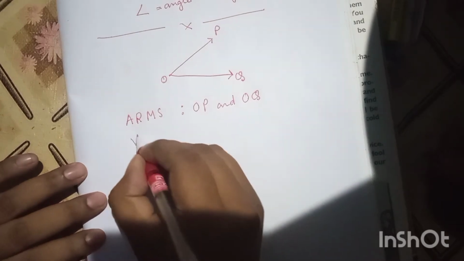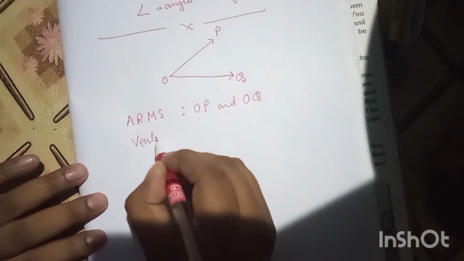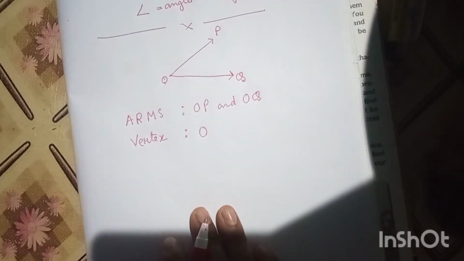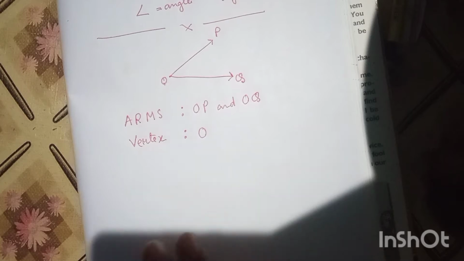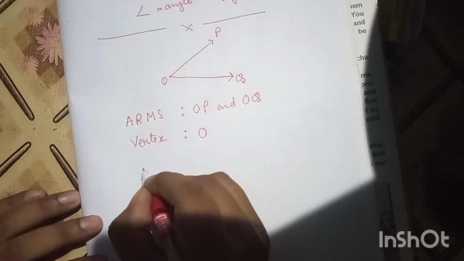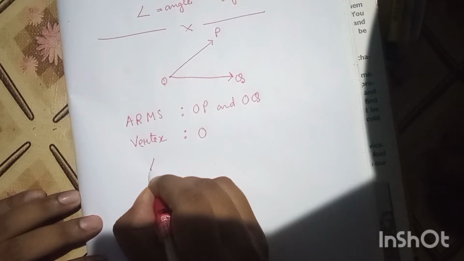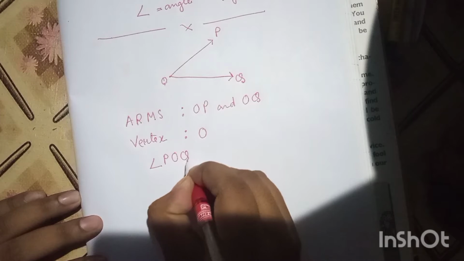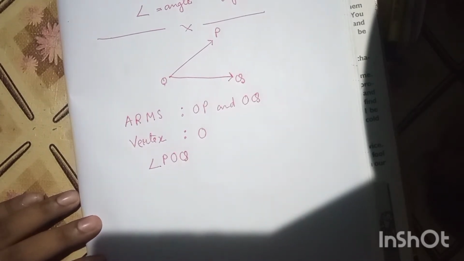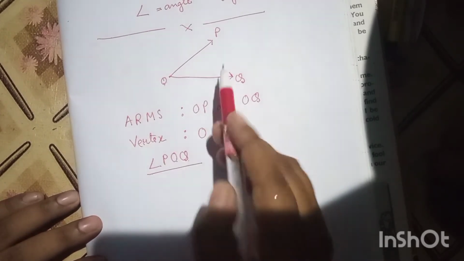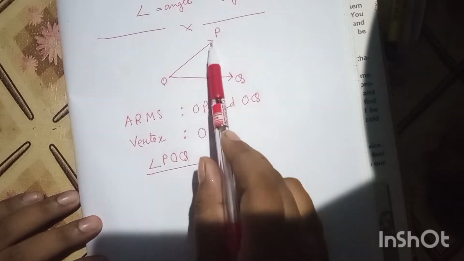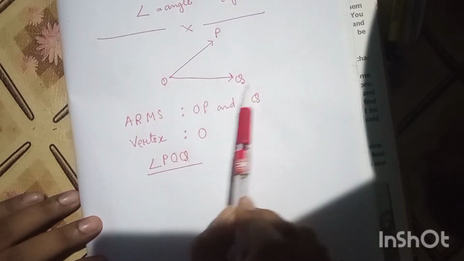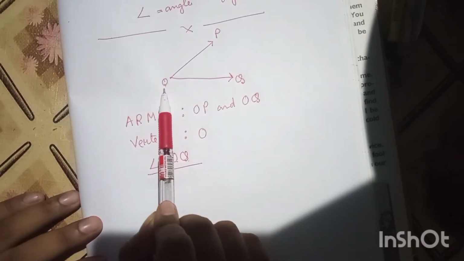Now we have a vertex also. So what is the name of this vertex? Vertex O. Now if we ask what is the name of this angle, the name of the angle is angle P O Q. Understood? So in angle P O Q, there are two arms. One is OP and another is OQ. There is one vertex, that is O.